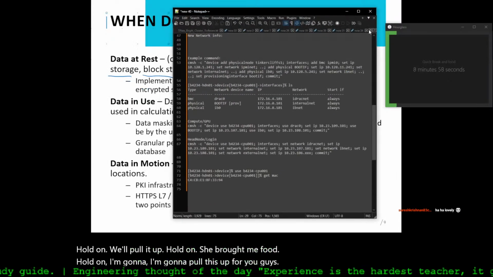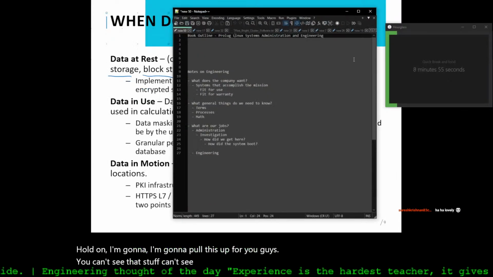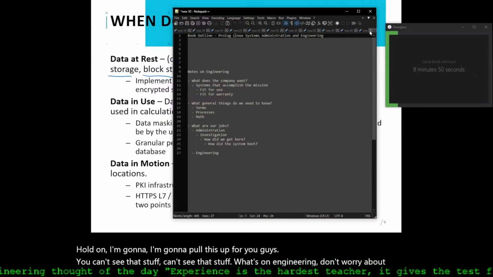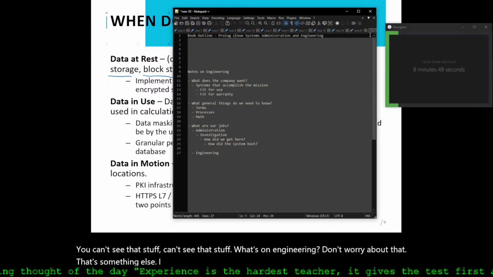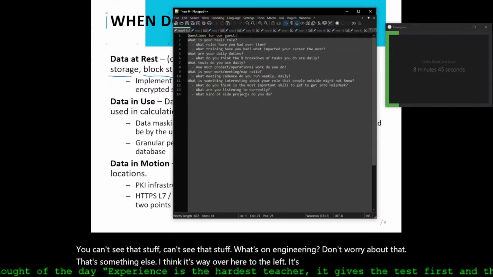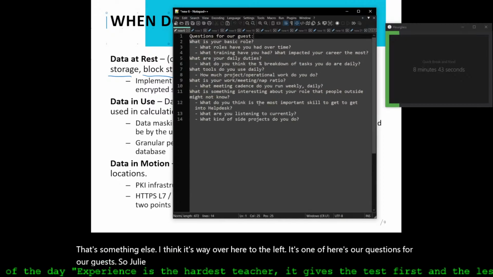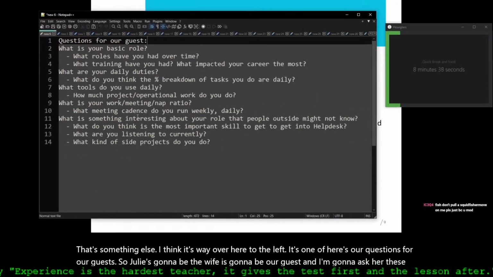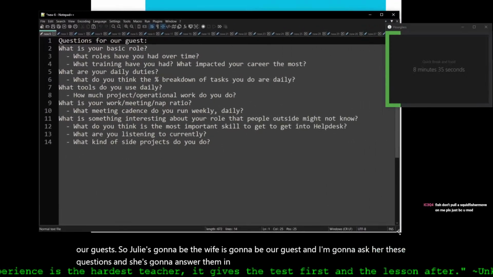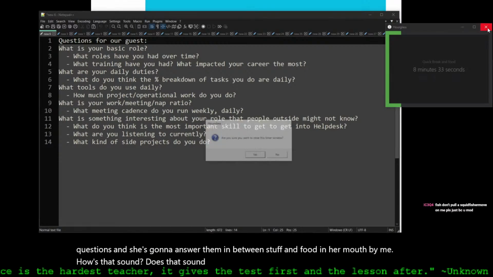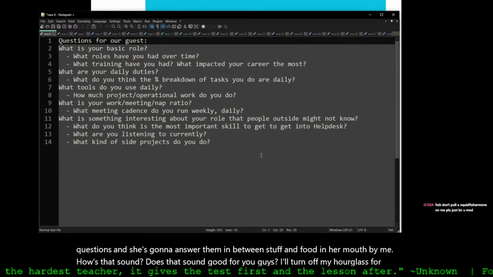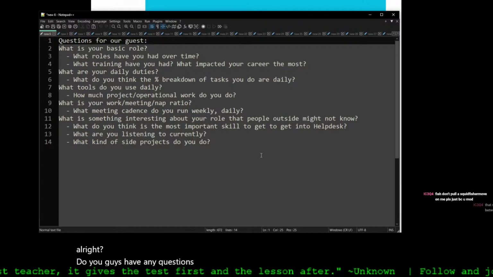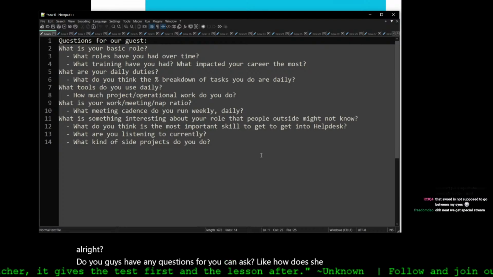You can't see that stuff. Notes on engineering. Don't worry about that, that's something else. Here's our questions for our guests. So Julie, the wife, is going to be our guest, and I'm going to ask her these questions. And she's going to answer them in between stuffing food in her mouth. How's that sound? Does that sound good for you guys? I'll turn off my hourglass for now. If you guys have any questions, you can ask, like, how does she put up with me? And all that stuff. Ooh, this is good.